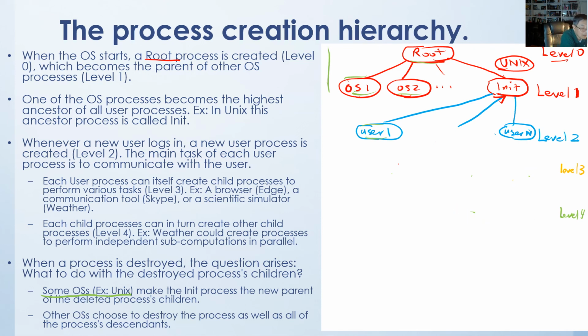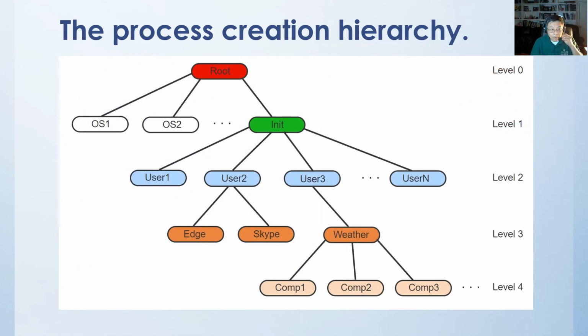Destroy everything. That's the action by other operating systems. Oh no, I'm sorry, that's the action by the other operating system. So the other operating system chooses to destroy the process as well as all the process's descendants. So when the parent dies, all the children are going to die. Kind of rude, right? But that's the other implementation. So you have two types of implementation. Unix is kind of nice in that it can find a new parent for them. But the other operating system can simply, if the parent died, let every child die as well. So that's the process creation hierarchy we just discussed. Now this diagram is much nicer than the one I just drew.